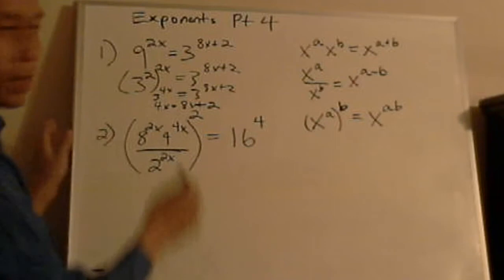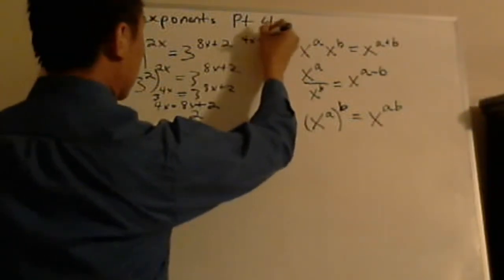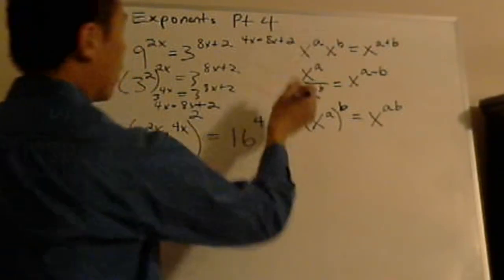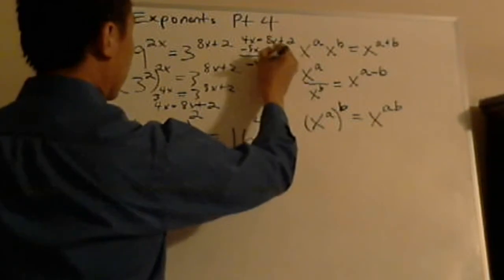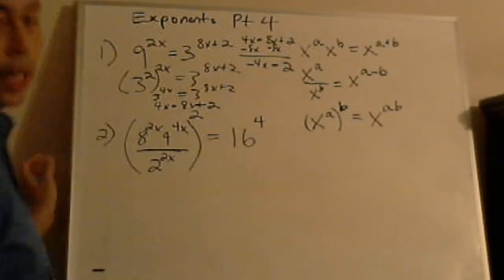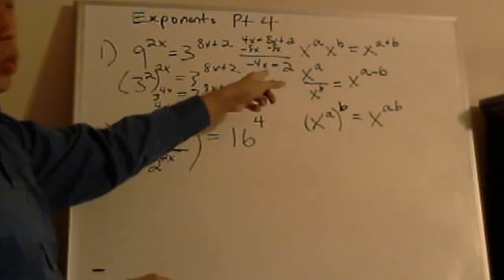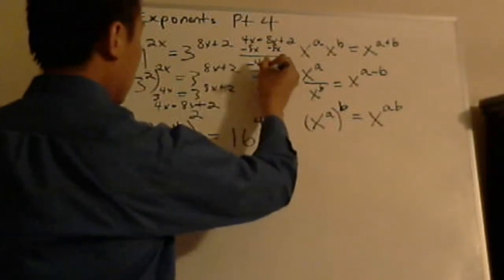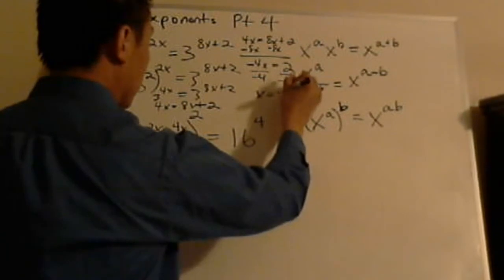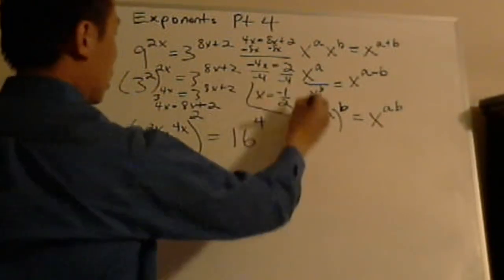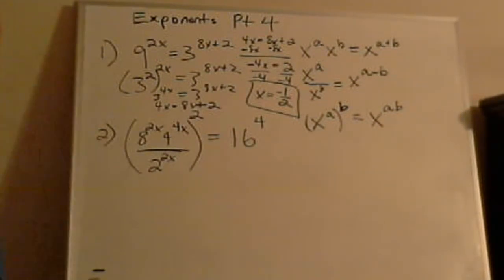What do you do? You subtract 8x on each side, right? Let me write it up here so we have a little more room. Okay, so you subtract 8x on both sides, and you get negative 4x equals 2. Okay, and what do you do now? Negative 4x equals 2. Since it's negative 4 times x, you divide by negative 4, right? And you will get x equals negative 2/4 or negative 1/2. Okay, and that's how you do solving for exponents.